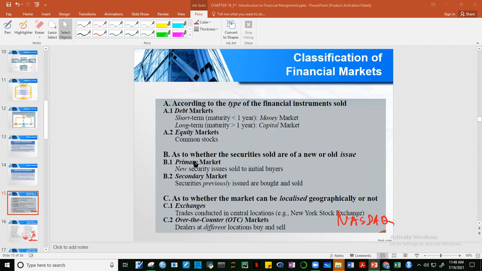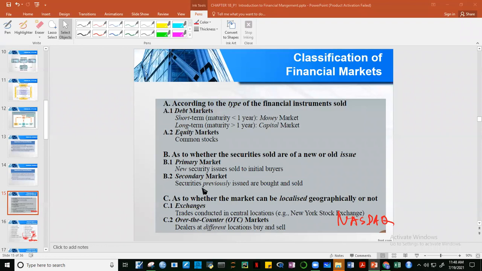Okay, paano naman yung securities? Pag bagong benta, guys, new issue ng shares, IPO, initial public offering, ang tawag dyan, sa primary market binibenta yan. Okay? And then yung secondary market naman, guys, ito na yung previously traded na stocks.